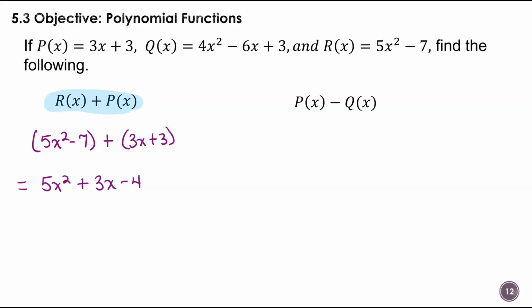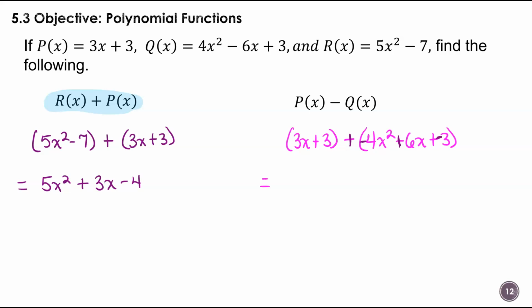On the next one, we're going to subtract. So we have function subtraction. It's really important to have your parentheses on this one, because if not, you would definitely mess this up. So on the p of x function, it's 3x plus 3. We're subtracting the q function, all right? Q of x is 4x squared minus 6x plus 3. And then we're going to add the opposite, right? So that's going to make that a negative, positive, negative. And then we'll get our answer here after we've combined.